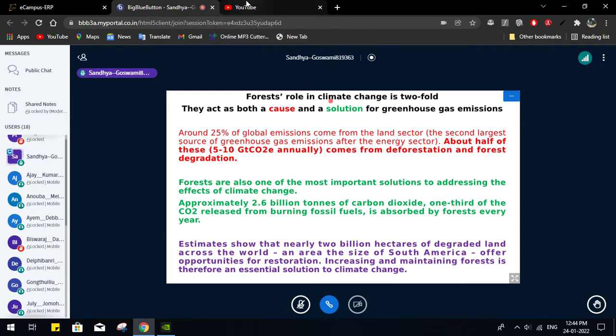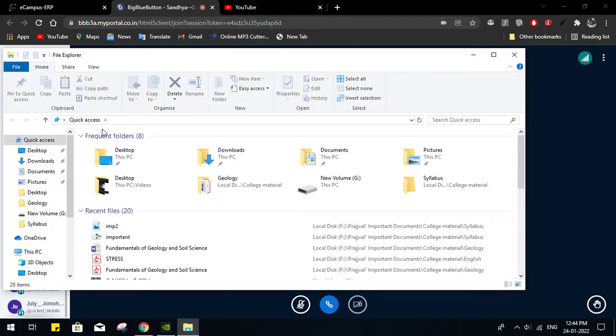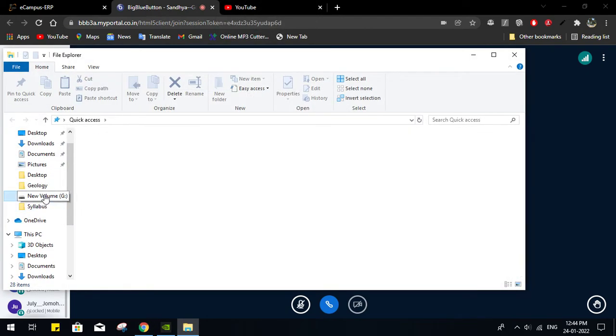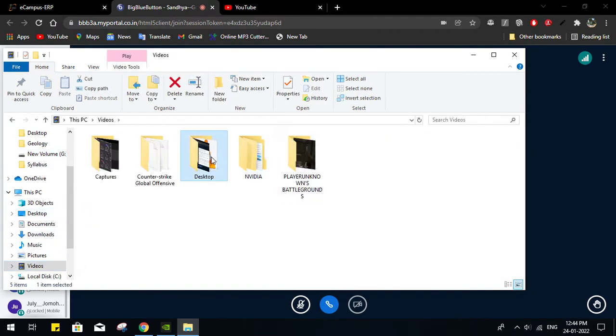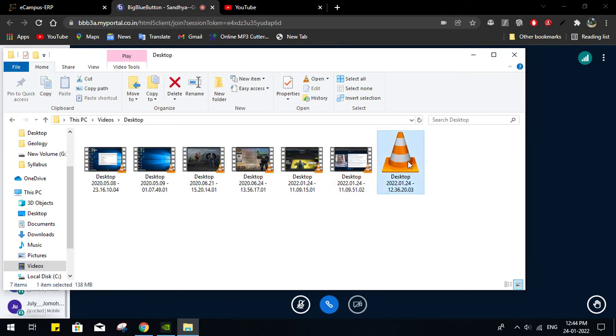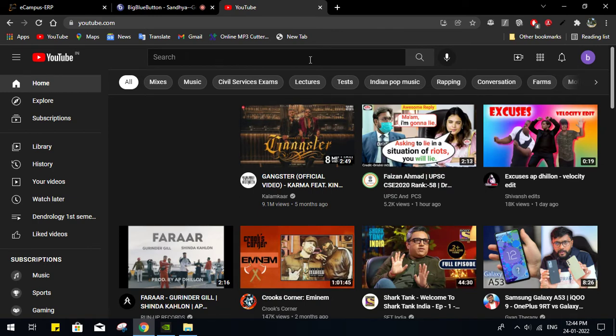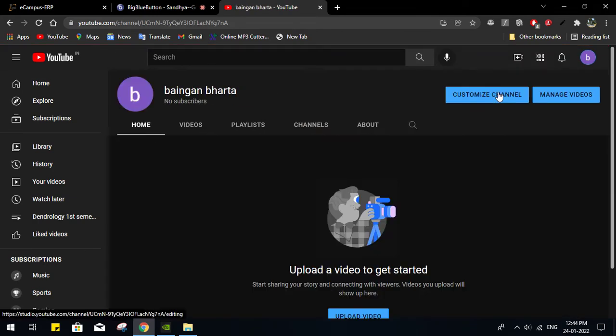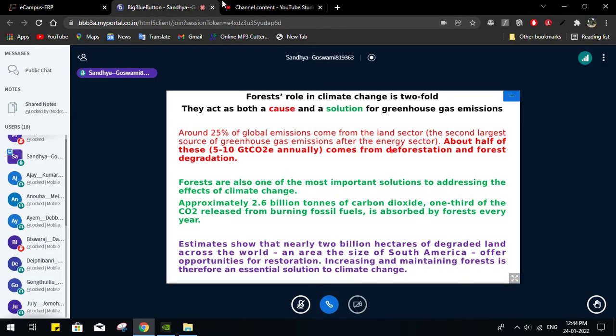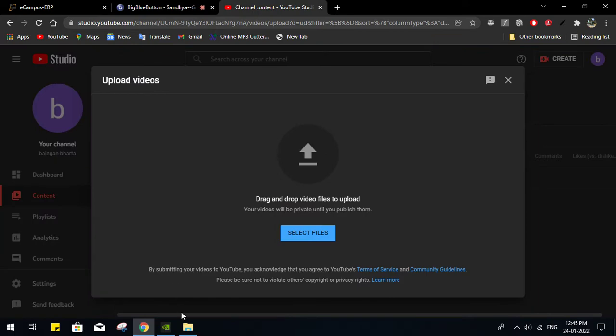Very interesting. Until now we were saying forest is a solution, but now we are saying that when we talk about its role, they are also a cause. How? Around 25% of global emission comes from the land sector, right? And the land sector is the second largest source of greenhouse gas emission after the energy sector. The energy sector is responsible for maximum greenhouse gas emission, and after this the land sector is important.